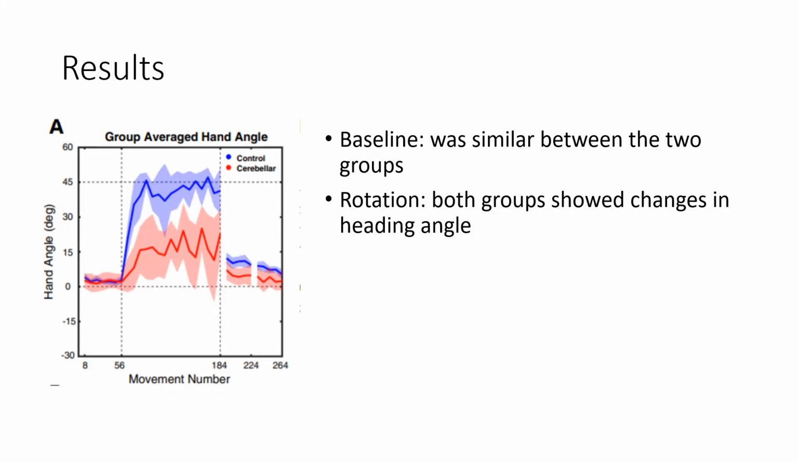Baseline. So behavior was similar across groups during the baseline phase, and this was to be expected. And both groups showed changes in hand heading during the rotation block, compensating for the visual perturbation. This is most apparent at movement number 56, where we see both groups making sharp changes in hand angle.